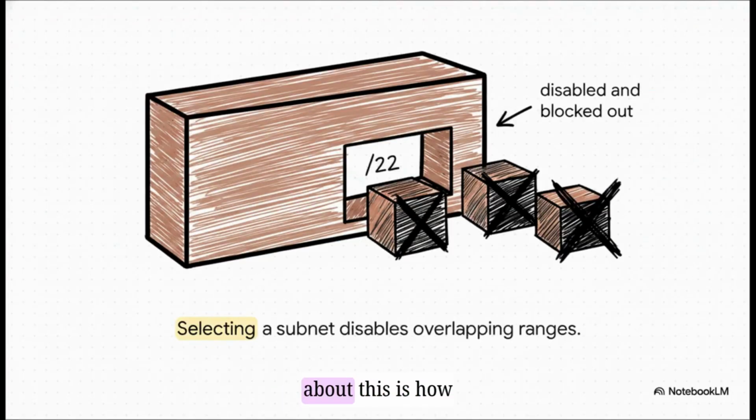Now, what's really interesting about this is how we can visualize the reality of IP allocation. I like to think of a classful network as a giant block of wood. If you carve out a large piece for a /22 subnet, you cannot mathematically use any of the smaller /23 or /24 blocks that fall inside that physical space. It's gone. Choosing one subnet instantly disables and blocks out overlapping ranges in different columns of your subnetting plan.